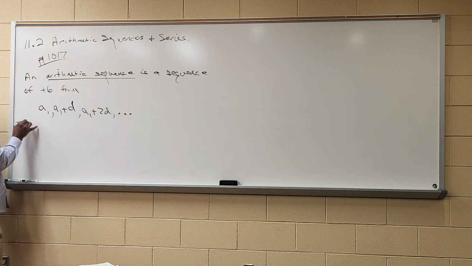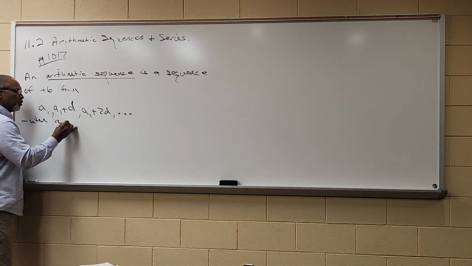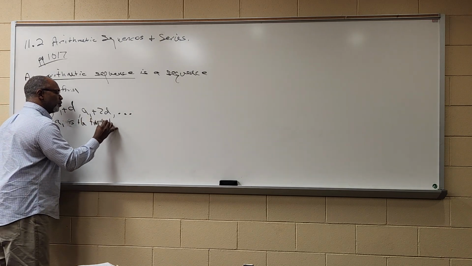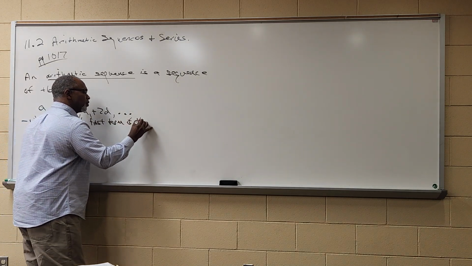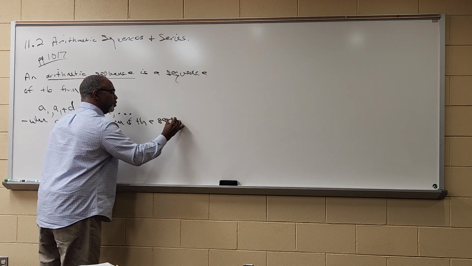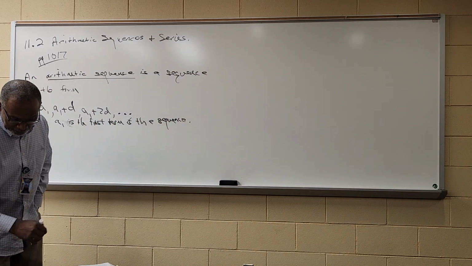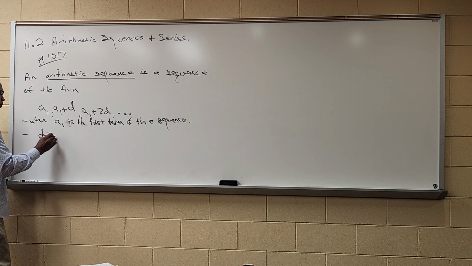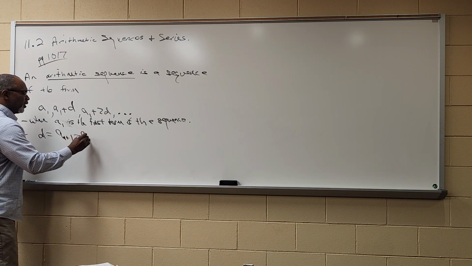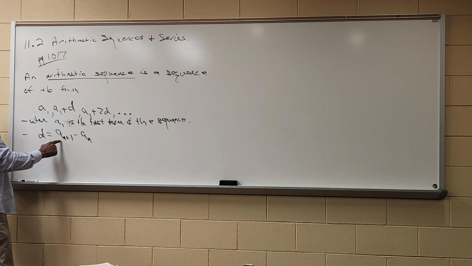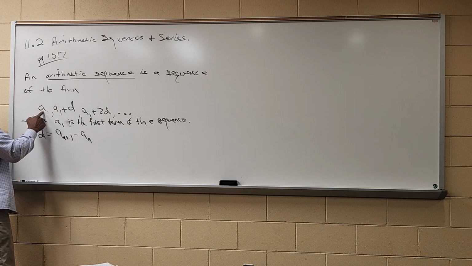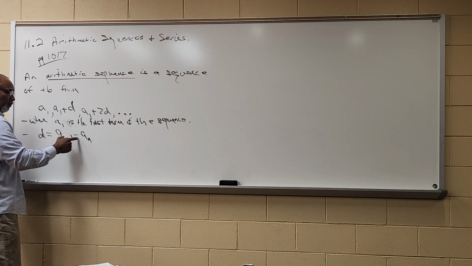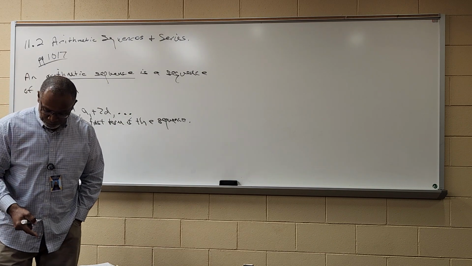Where A1 is the first term of the sequence. They say D is the difference of successive terms. D is A(n+1) minus An. So if this is A2, D would be A2 minus A1. It's the next term minus the previous term. If this was A3, D would be A3 minus A2. So it's the difference between any two successive terms, okay?